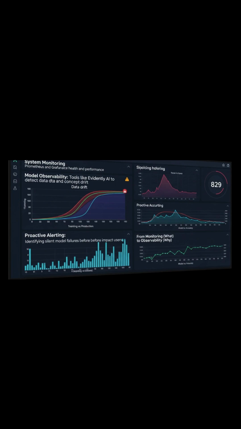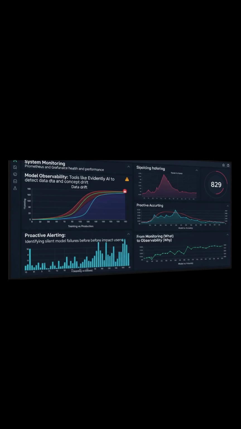Pushing a model to production isn't the finish line, it's the starting line. A model's performance inevitably degrades in the real world, and our job is to catch it. This requires a two-pronged approach: monitoring and observability.